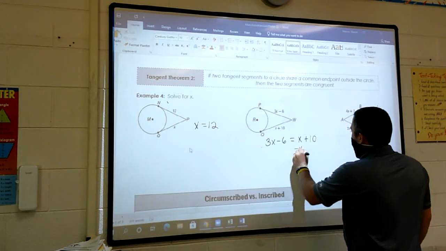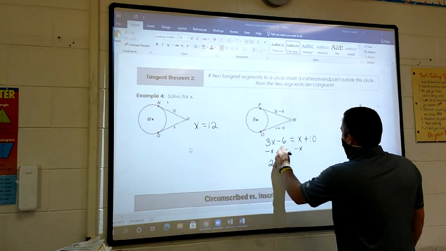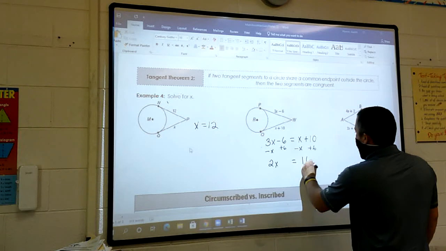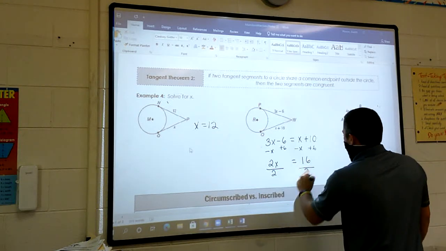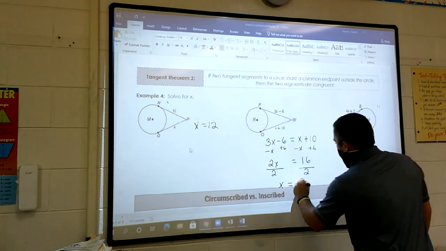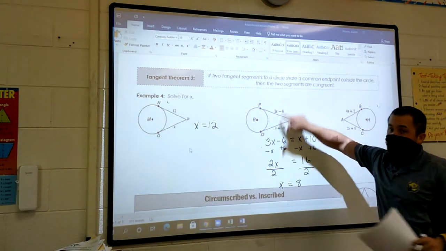So we're going to subtract x. So we get 2x. And then we can add 6 to the other side. And we get 16. Divide by 2. And x is what? X equals 8. Now, what I would encourage you to do, just to make sure you don't make a mistake, take the 8, go back and plug it in and make sure it makes them equal.